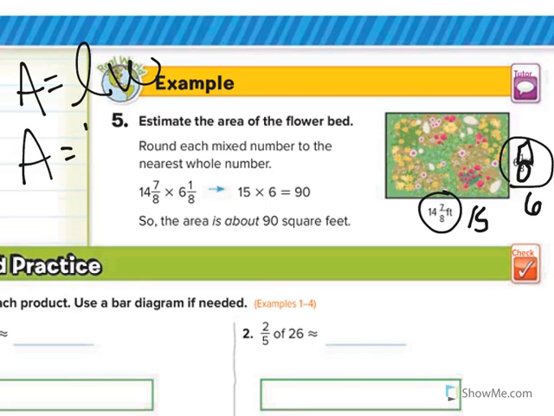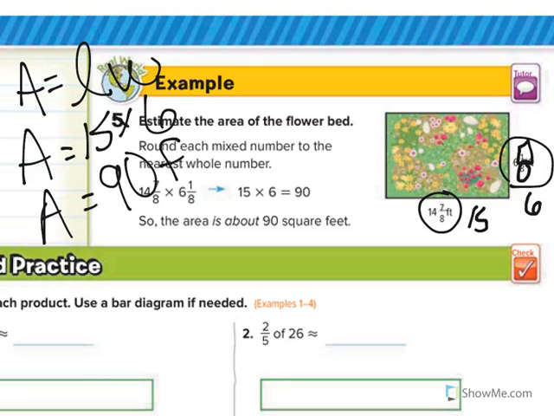So area equals 15 times 6, which would be 90. And with area, your measurement is whatever your measure is, feet squared in this case. So your area is about 90 square feet or 90 feet squared.